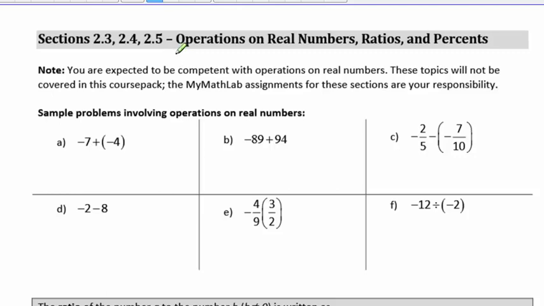Sections 2.3, 2.4, and 2.5 have been combined into a single section in the course pack for the reason that all three sections deal with operations on real numbers. Operations on real numbers are topics that you are expected to be previously competent with. And just for a few examples of what we're talking about, these 6 problems right here would be found as a typical problem in one of those sections, an operation on a real number involving addition, subtraction, multiplication, or division. Real numbers being the signed numbers, the numbers that are positive and negative integers or fractions.